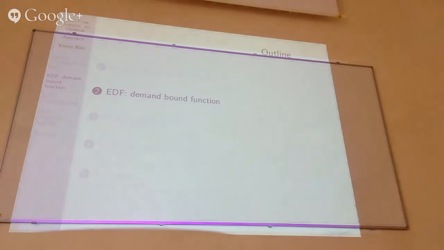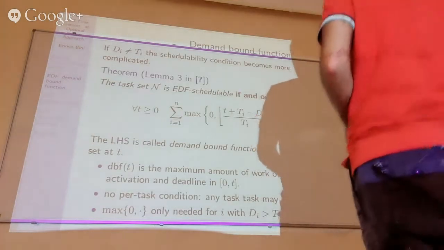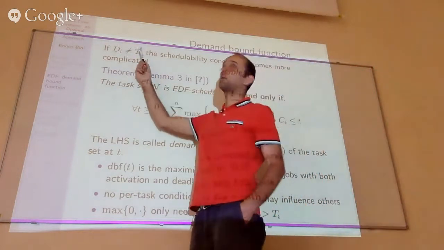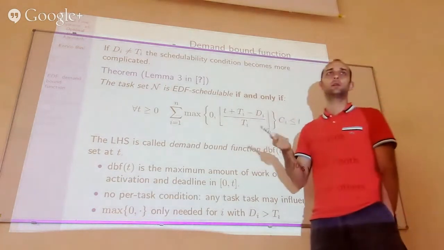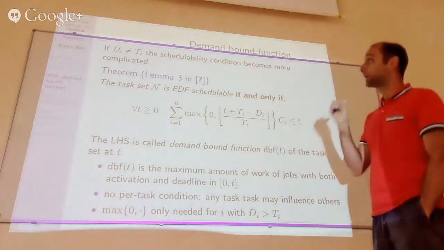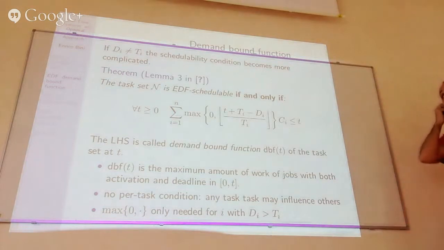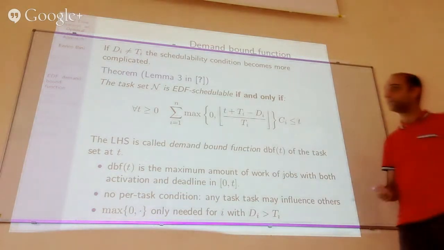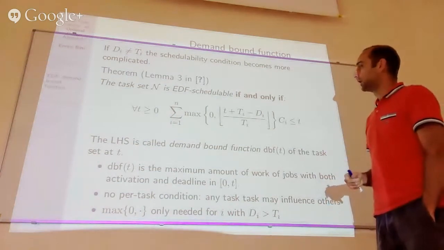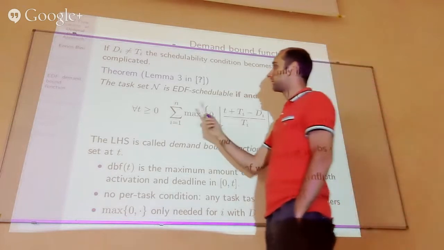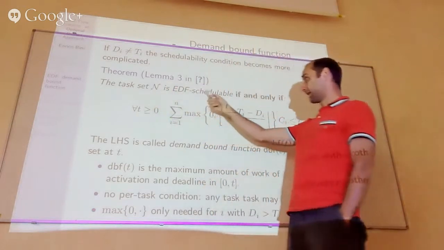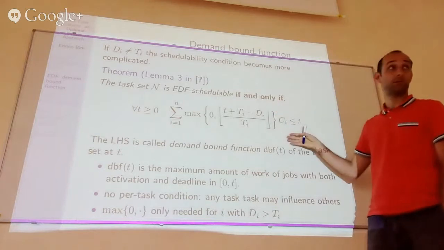Now let's introduce the concept of the demand-bound function, where the previous condition that we saw was for the implicit deadline case, with deadline equal to period. In general, if deadlines are not equal to periods, the schedulability condition becomes a bit more complicated. To guarantee a task set with any type of deadline, we have the so-called demand-bound function test. Basically, we say that the task set is EDF schedulable if and only if this condition is true.